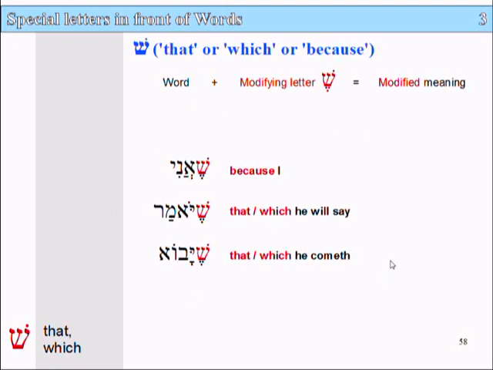So shin, when put in front of a word, means that, or which, or because, depending on the context of the verse. So that's the letter shin. That's the last of our letters in front of words.